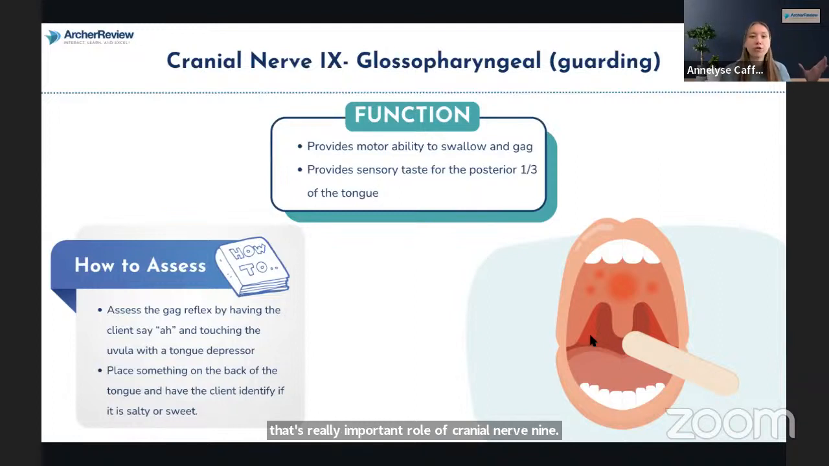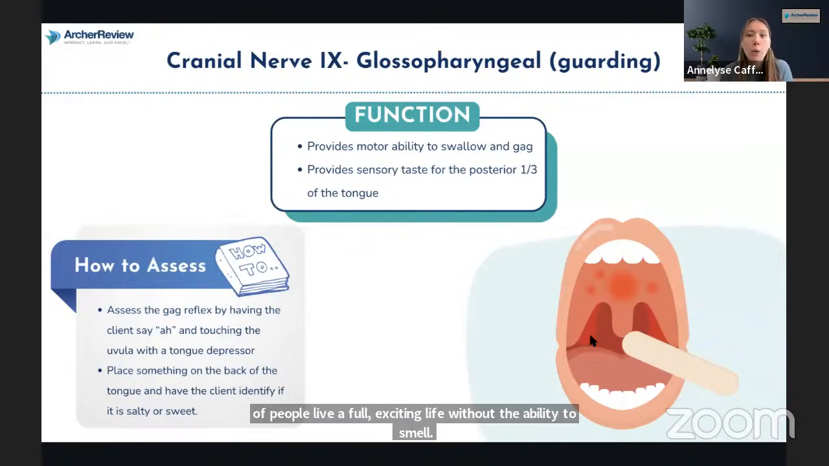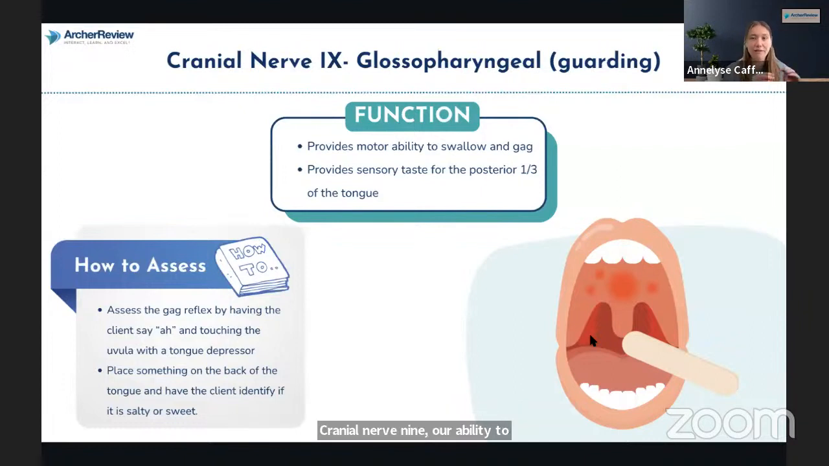You could lose cranial nerve 1, olfactory. You can't smell. Plenty of people live a full, exciting life without the ability to smell. Cranial nerve 9, our ability to swallow and gag, is a safety issue. If this cranial nerve is not working, you should be worried about their ability to swallow and that they're going to aspirate or choke. So we always want to make sure for stroke victims that cranial nerve 9 is something that we are assessing.